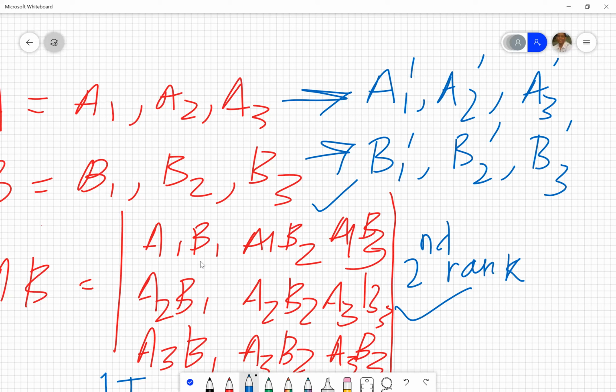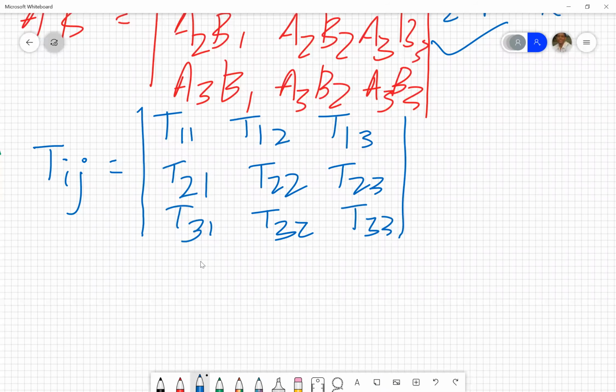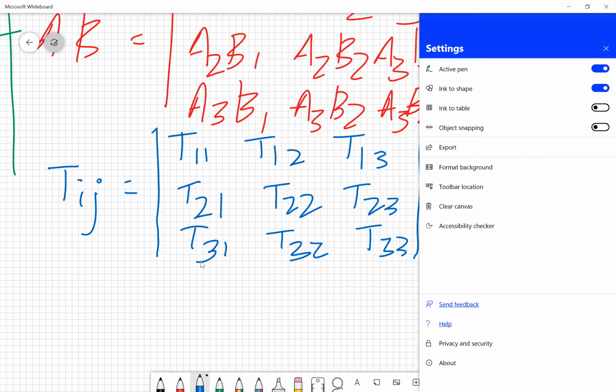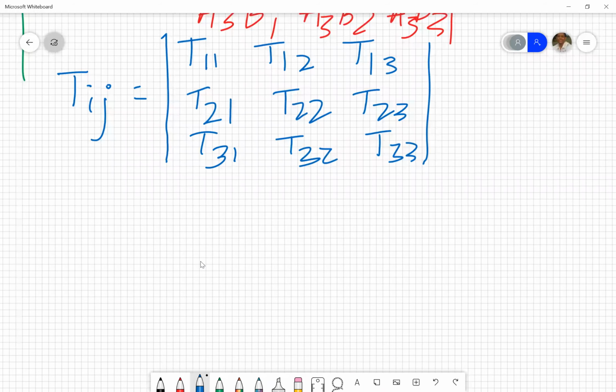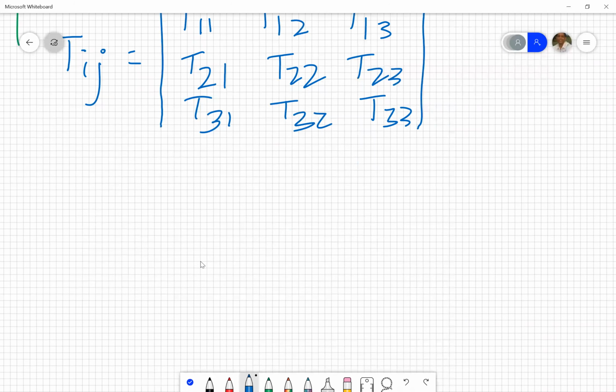How can we relate these 9 components? These 9 components can be written in the format of a transformation. In the case of the transformation, we will write T dash Ij.